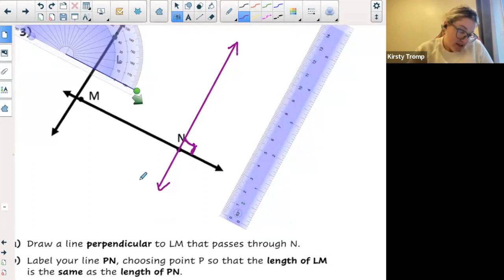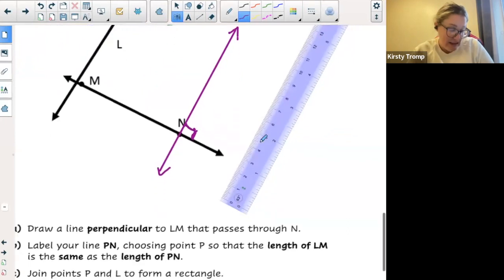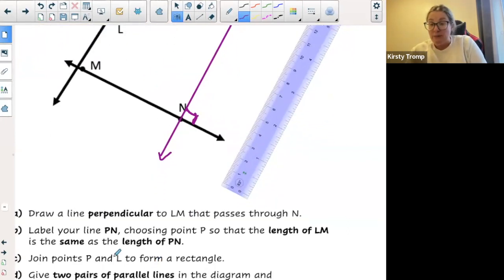Okay. It says, label your line as PN, choosing the point P so that the length of LM is the same length as PN. So my goodness, guys, there are so many instructions here tonight. So it's a really good question for us to practice our comprehension skills. So it says, I need to label my line as PN. Now, if you like me and how I was at school, I would have just gone and put a label on. But that's not what we need to do for maths. For maths, we must make sure we read the question completely.